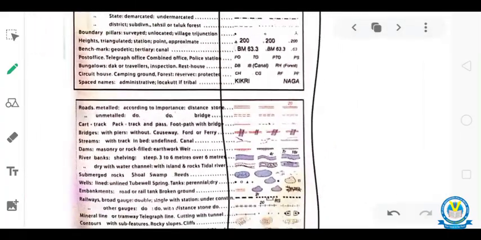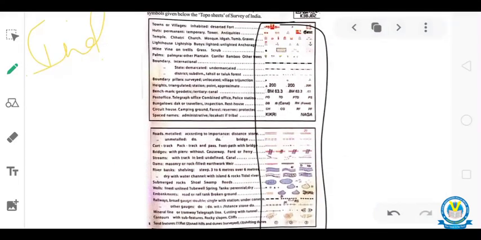Like line conventional symbols, point conventional symbols. These conventional symbols help to show where the place is, where the rivers are, and where the physical bodies are. You can easily find that on a map.